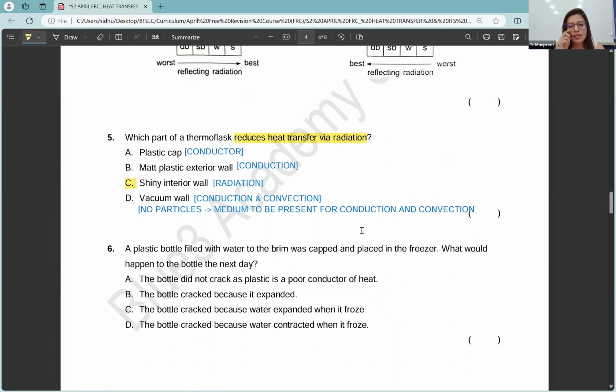Here you have a plastic bottle that's filled to the brim with a cap and is placed in the freezer. So that means you put water inside a plastic bottle and put it in the freezer. I'm sure some of us have done this before, right? We put it inside, then when you take it out the next day, you realize what actually happens to the bottle: the bottle actually cracked. Now, this is a little confusing. Why did the bottle crack?